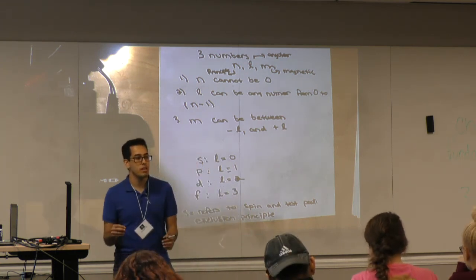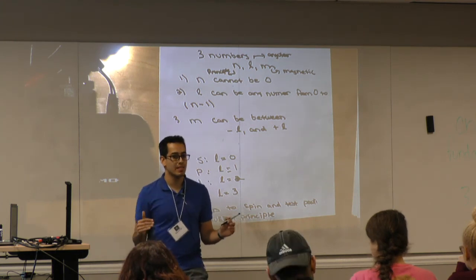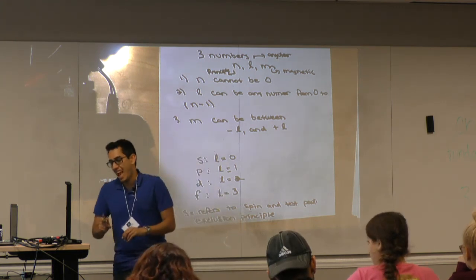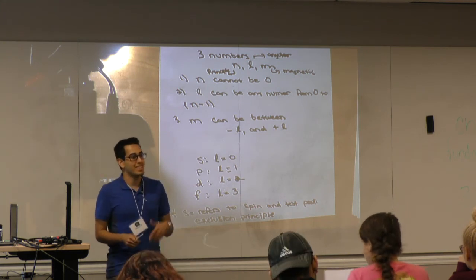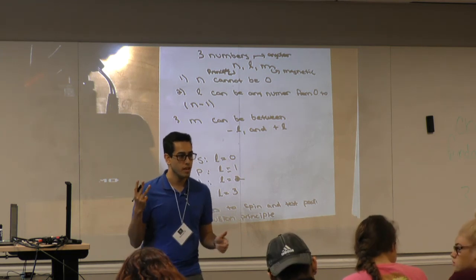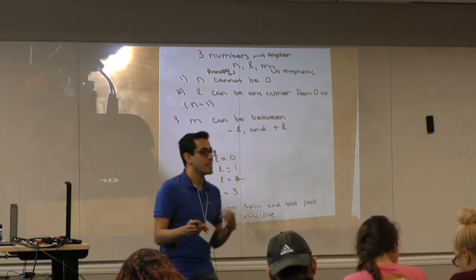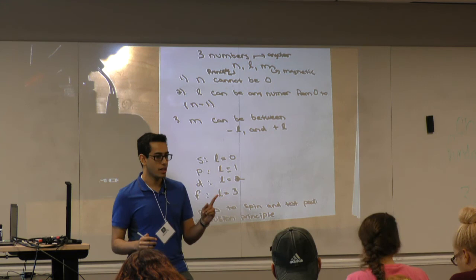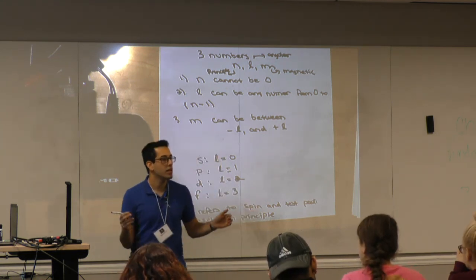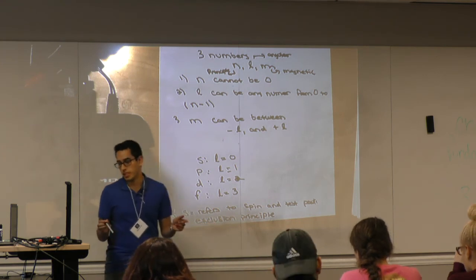L will always be in a range between 0 and 1 less than your selected n, or principal quantum number. And then M is negative L to positive L. So if L is 3, M can be negative 3, negative 2, negative 1, 0, 1, 2, 3. Anywhere in that spectrum, right?